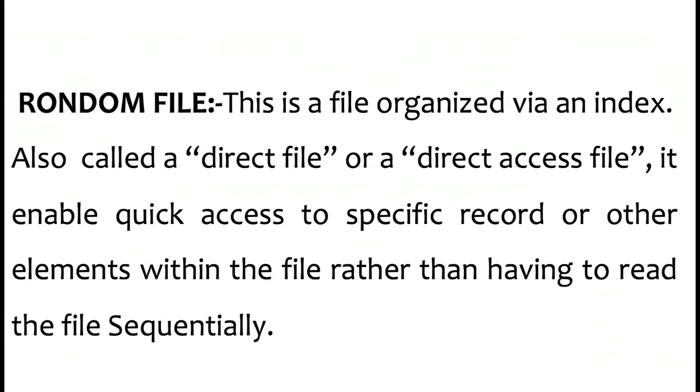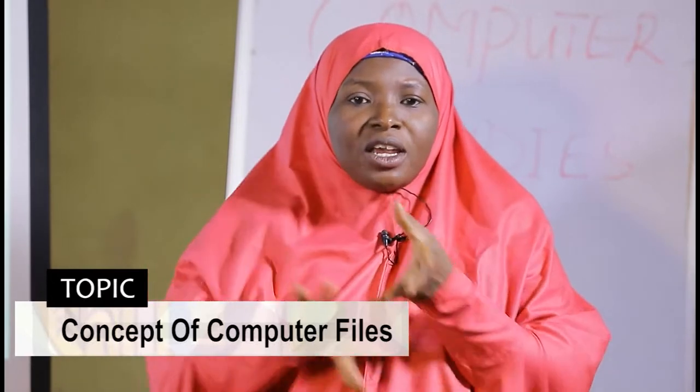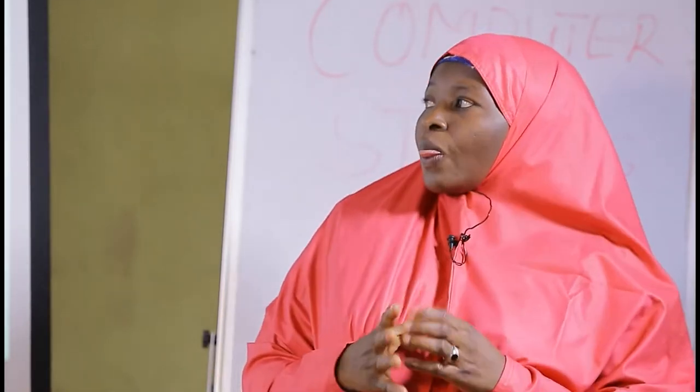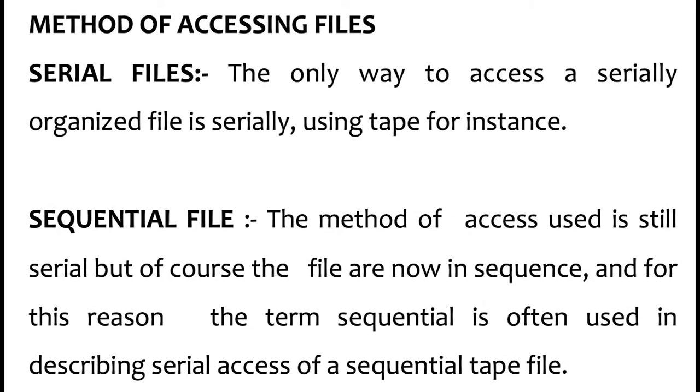The next is the random file. This is a file organized via an index. It is also called a direct file, or a direct access file. It enables quick access to a specific record or other elements within the file, rather than having to read the file sequentially. When we say random, you know what randomly means, that it does not specify any direction. It is given randomly before it is sorted. That is the random file. The next, we have methods of accessing. After the file organization, we organize the file.